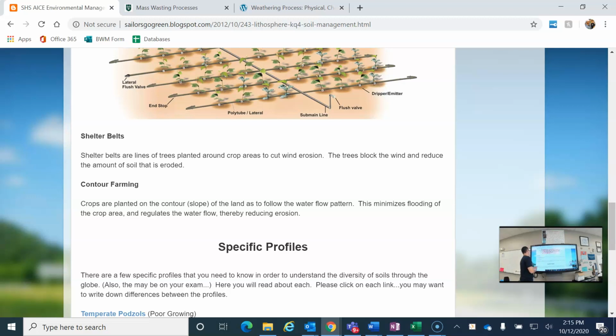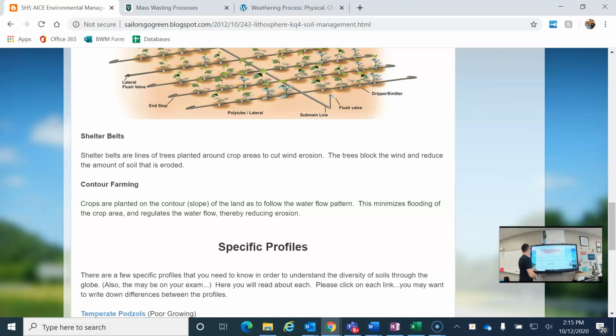And finally, contour farming are crops that are planted on the slope of a land, all right? And the contour of the land is basically, if you were to drop water down, how the water would flow. So instead of going straight up and down or side by side on the hill or the mountain, you plant with the contour. So instead of the water coming against it, it flows with that, and that will cause way less erosion.